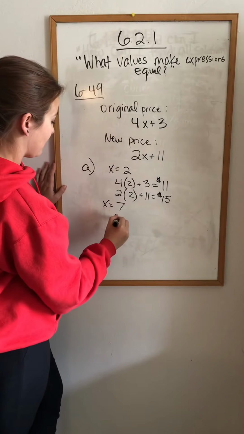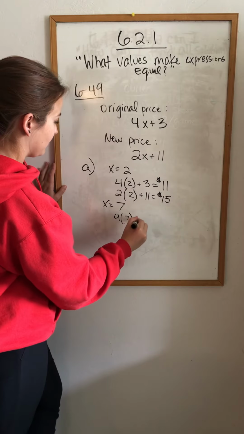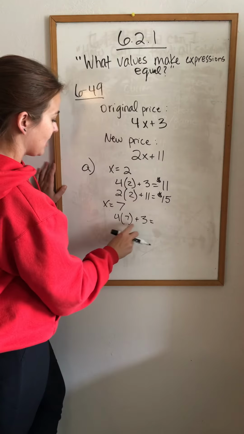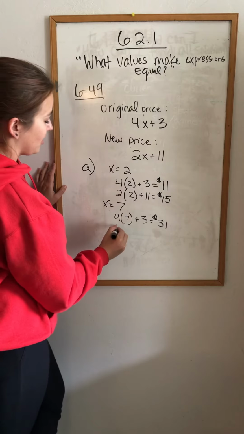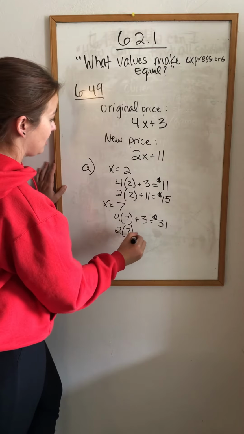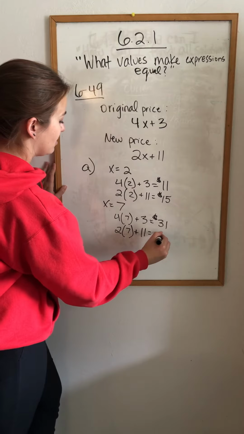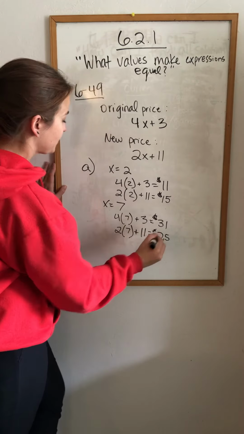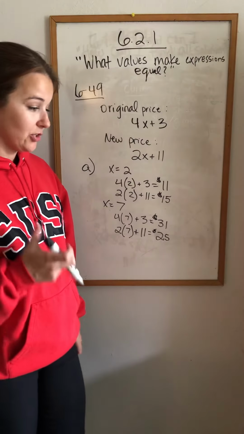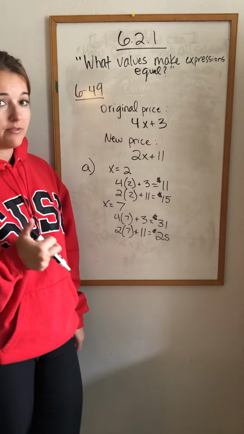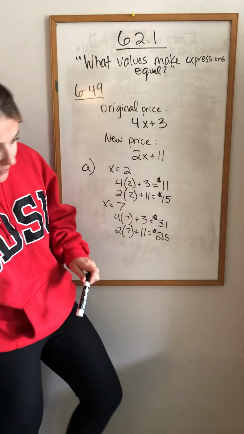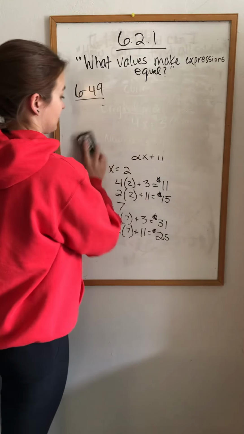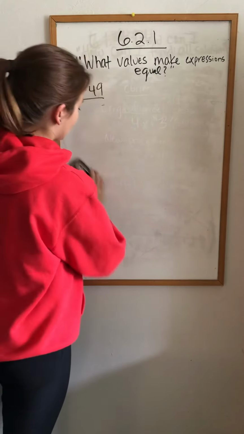4 times 7 plus 3, 28 plus 3 is 31. And then the last one is 2 times 7 plus 11, which is 25. So for part A, it looks good. We got the same prices that we found in the last problem. So that's part A. So those expressions work.